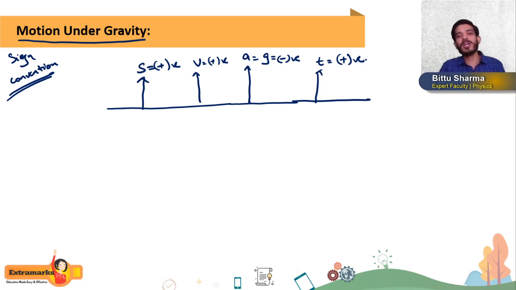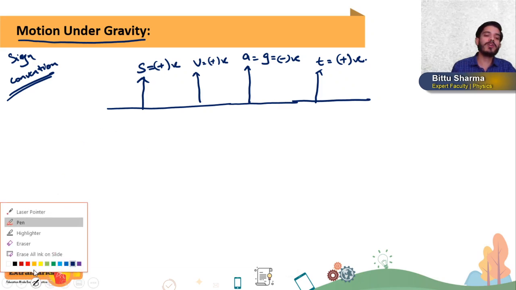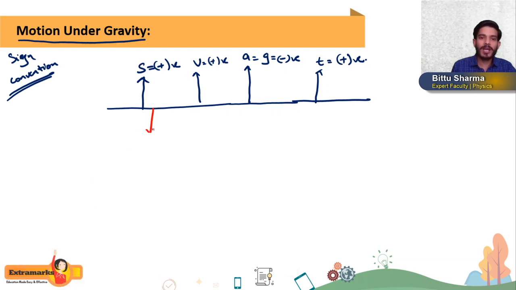Again I am repeating, if the body is moving upward from the ground, or from any reference point we have taken, then distance will be positive, velocity will be positive, acceleration due to gravity g will be negative, and time is always positive. In the same way, if the body is moving downward, students, then displacement we will take negative, velocity also we will take negative. Getting?